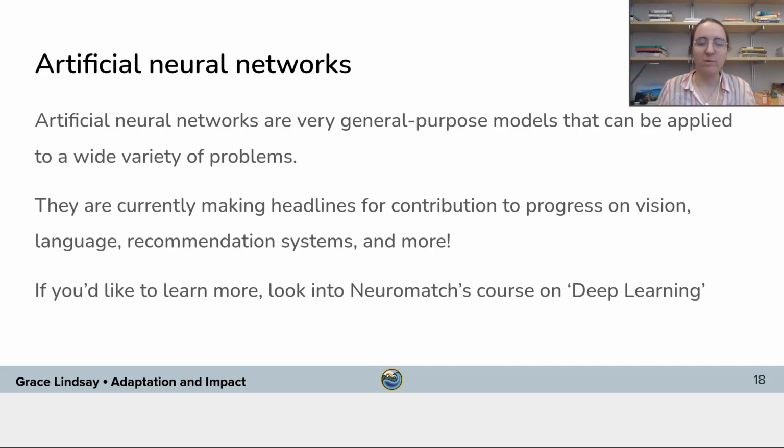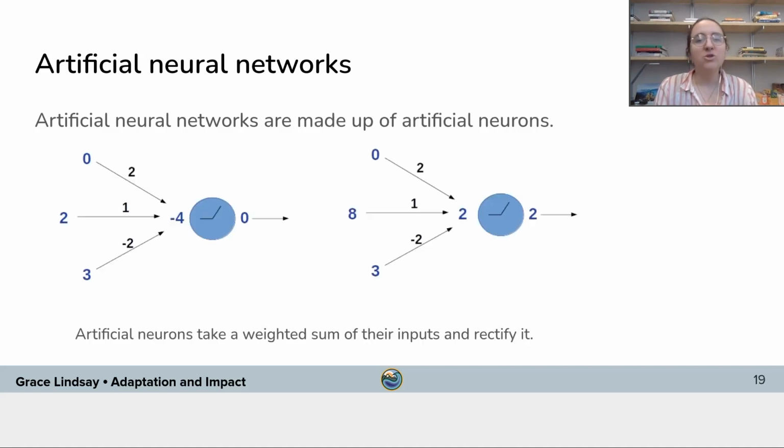that can take on many different forms. If you really want to learn more about them and go deep into this topic, then you should check out NeuroMatch's deep learning course. That's a course just like this one, but it's centered all around artificial neural network models. So for today, we're just going to get into the very basics and use it to build a very simple artificial neural network.